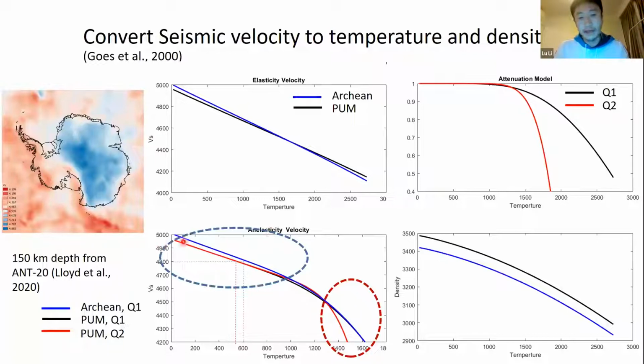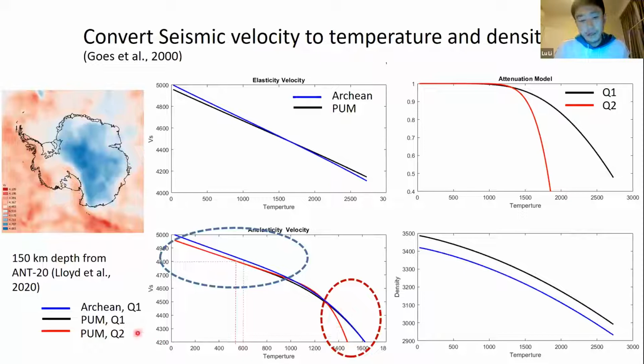If we look at the top left part of the figure, the red one and the other line have different attenuation models but the same composition, and these two lines overlap. So for the high velocity area, the major difference is dominated by the compositional change. That's the situation in East Antarctica, where we have this very fast seismic velocity.